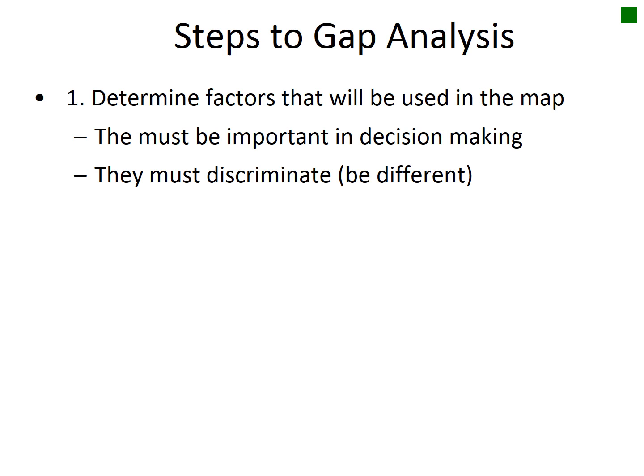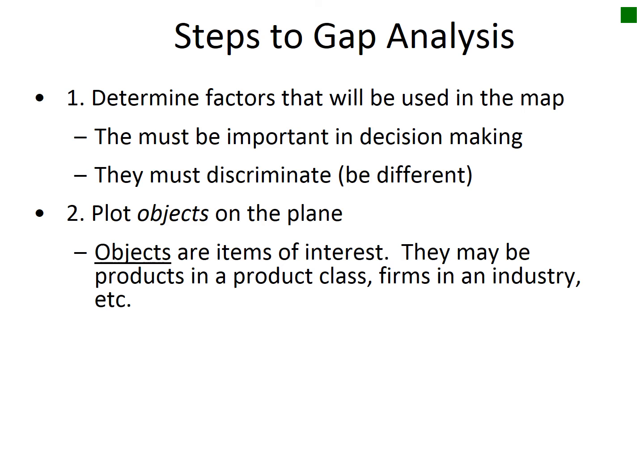We want to choose factors that we differ with each other on and that are important to the decision maker or the consumer. Okay, so determining the factors, that's what we need to do. We also need to plot the objects that we're looking at onto the plane. The objects could be the products that we're looking at in our product class. They could be competitors, they could be brands, and so forth. So we would need to plot our objects onto our plane, which are the determinant attributes.